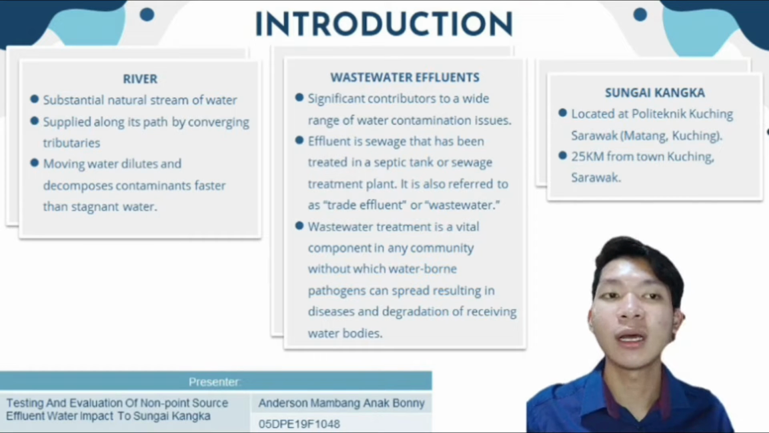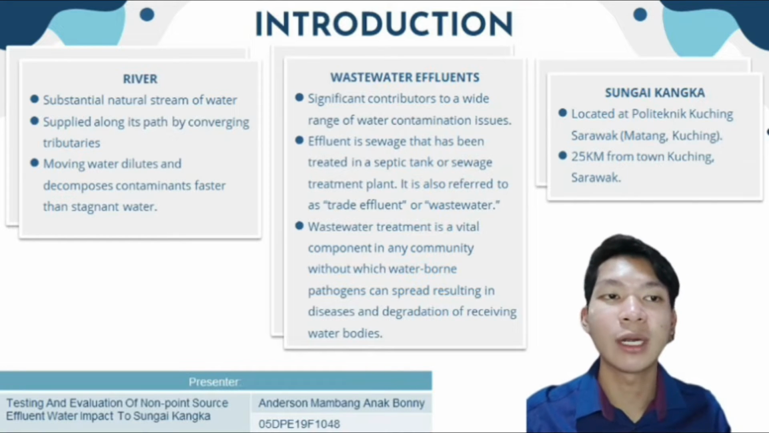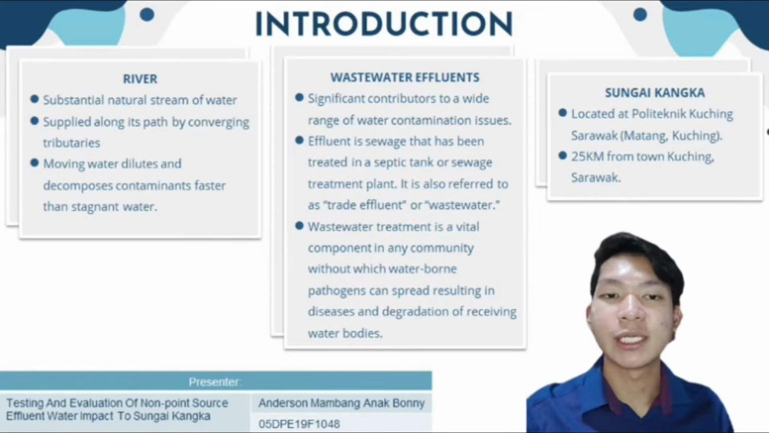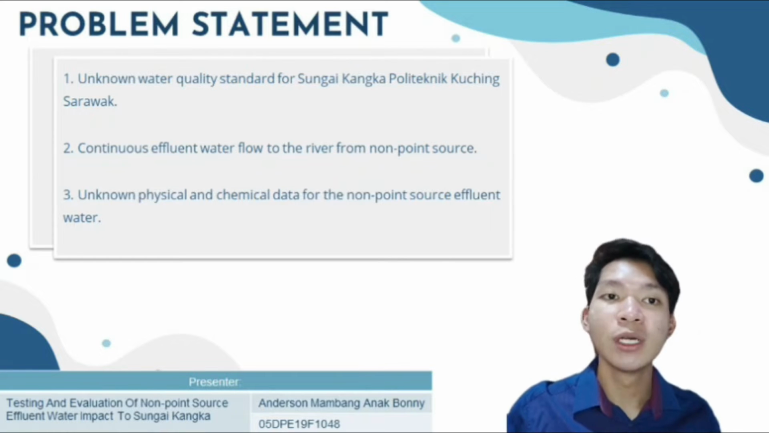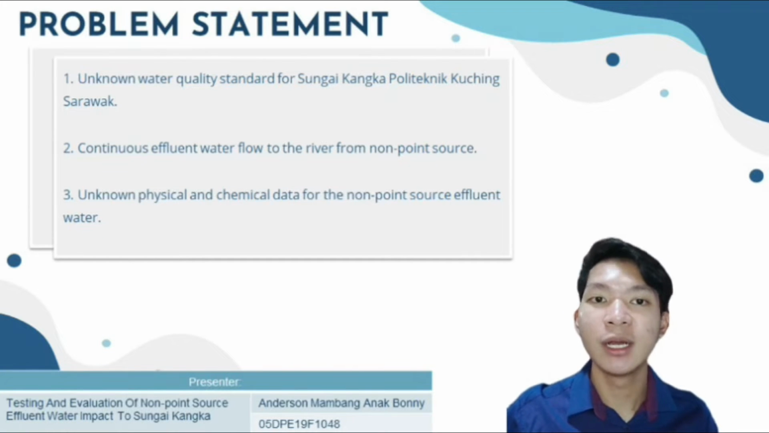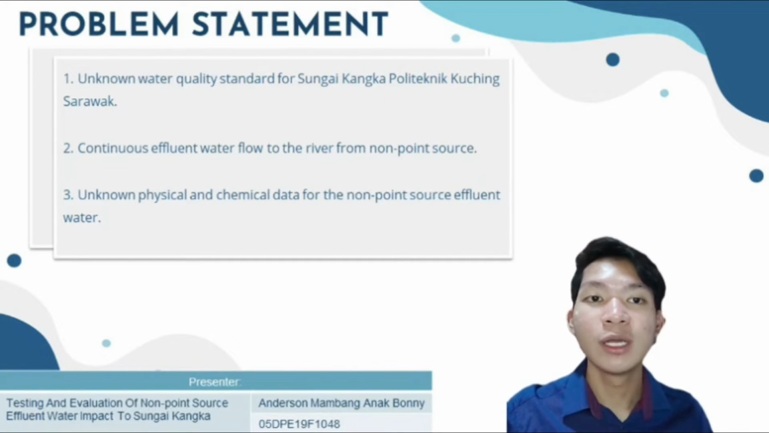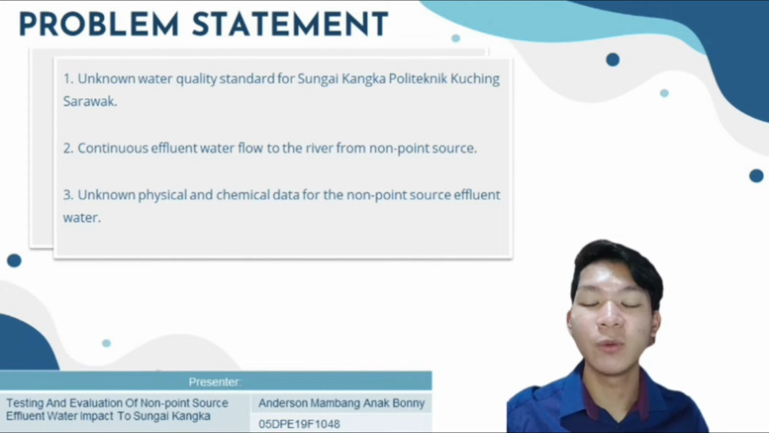And Sungai Kangka is located at Polytechnic Kuching Sarawak, Matang Kuching, 25 km from Kuching town, Sarawak. Our problem statement for this project is the unknown water quality standard for Sungai Kangka Polytechnic Kuching Sarawak, continuous effluent water flow to the river from non-point sources, and unknown physical and chemical data for the non-point source effluent water.